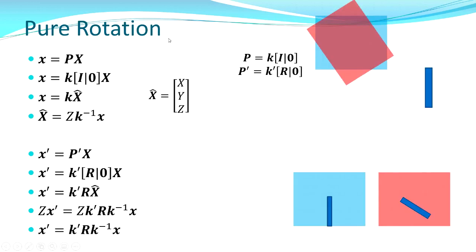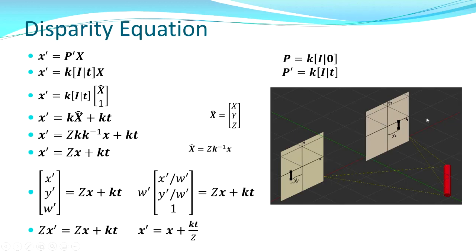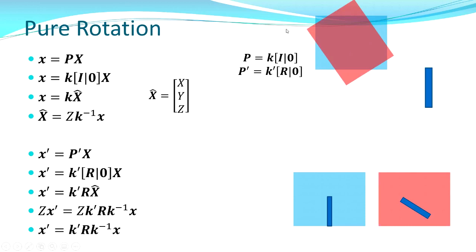Okay, now let us see the pure rotation case. Earlier we saw a pure translation case. Now we are going to see a pure rotation case where this red plane can be thought of as one camera, and this blue can be thought of as the other camera.